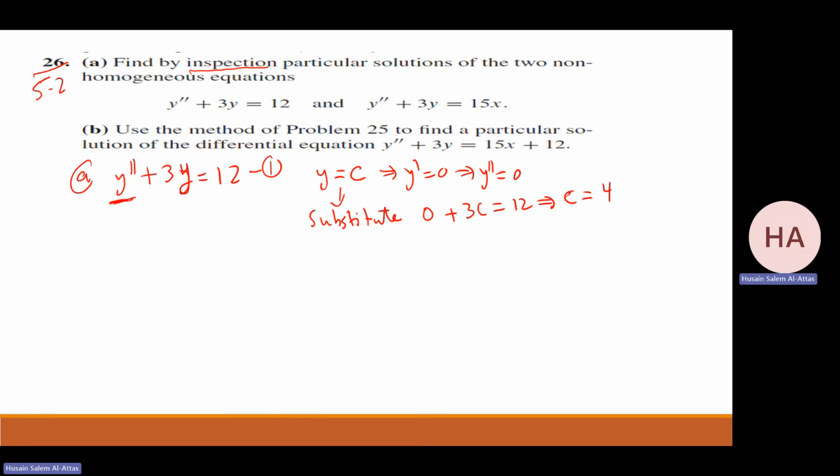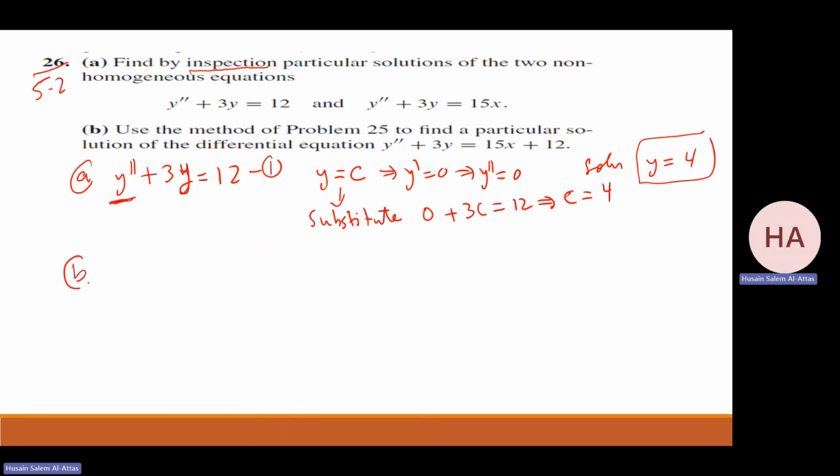I can check it easily. So my solution, y equals 4. If I substitute y equals 4, y double prime will be 0, and 3 times 4 is 12. So it's a solution. That's what he means by inspection. Just if you look at it, you can see it easily.